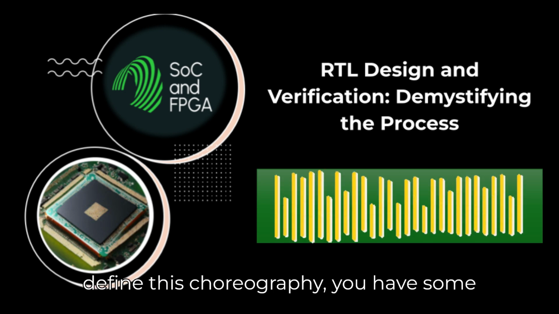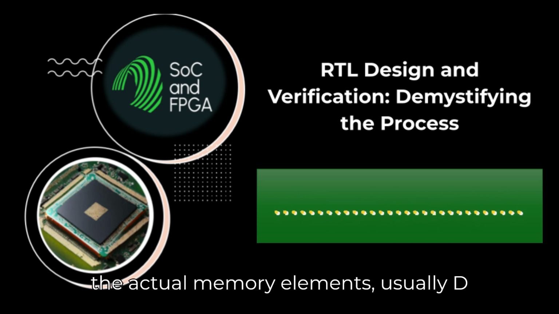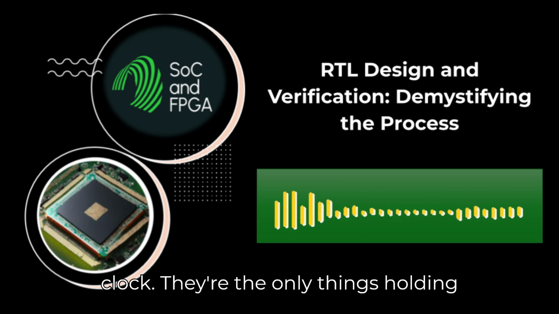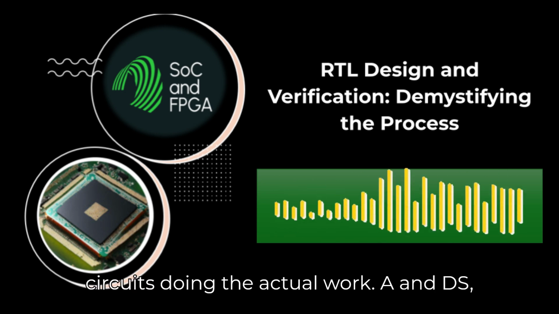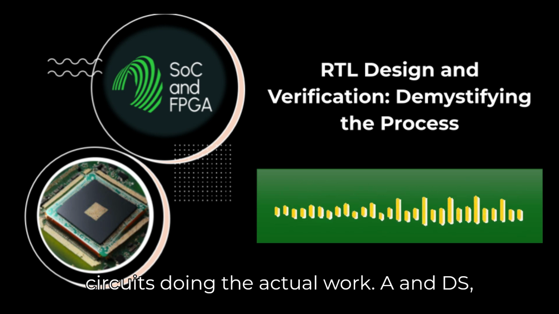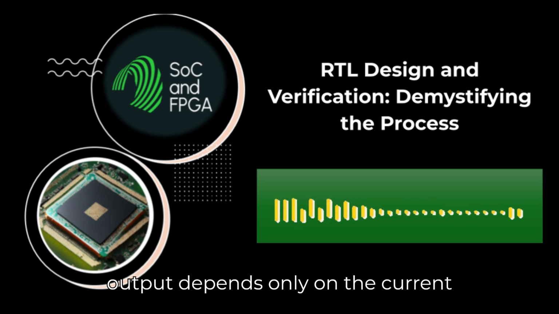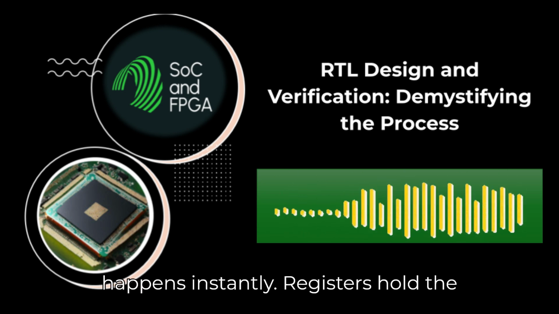And to define this choreography, you have some core components. First, registers. The actual memory elements, usually D flip-flops, synchronized to that master clock. They're the only things holding state. Okay. Then you have combinational logic, circuits doing the actual work: ANDs, ORs, adders, multipliers. Their output depends only on the current inputs. No memory there. Got it. Logic happens instantly, registers hold the result.